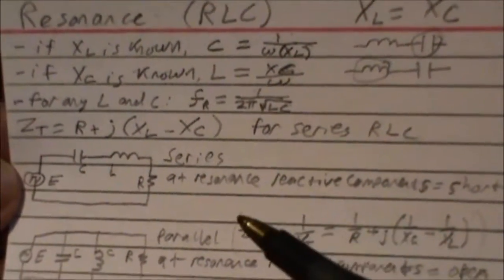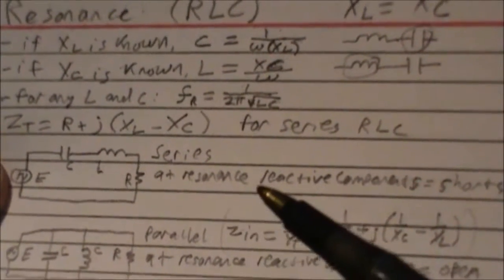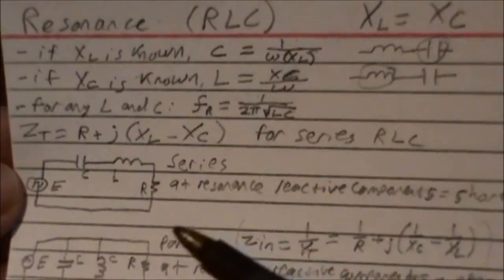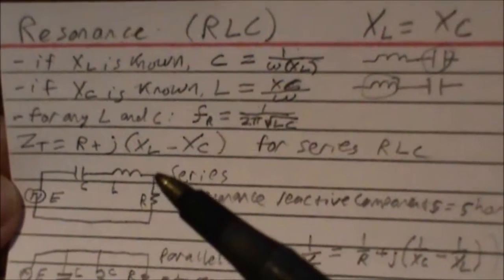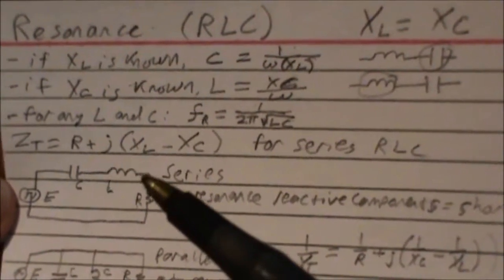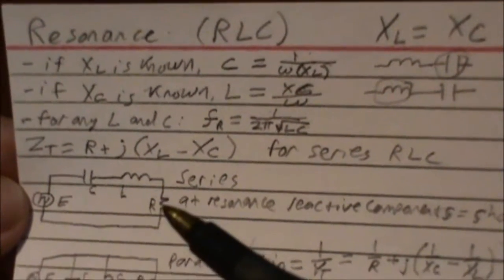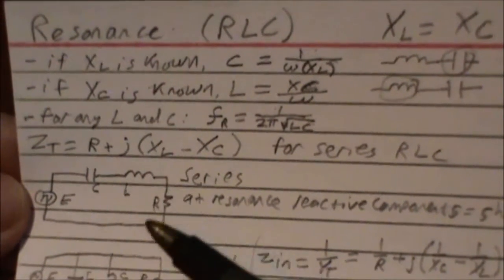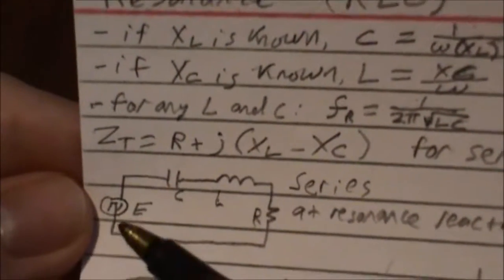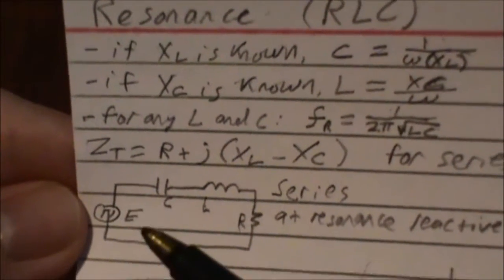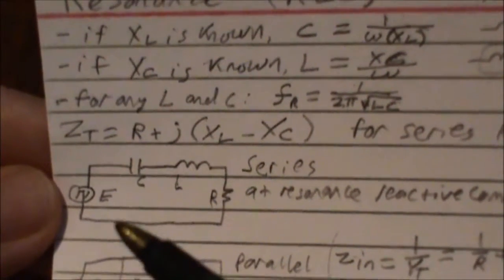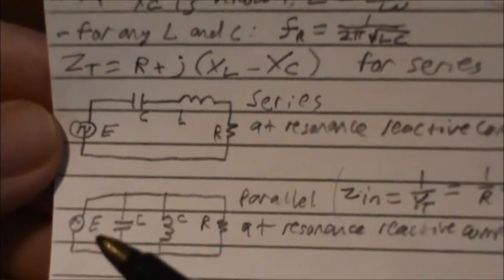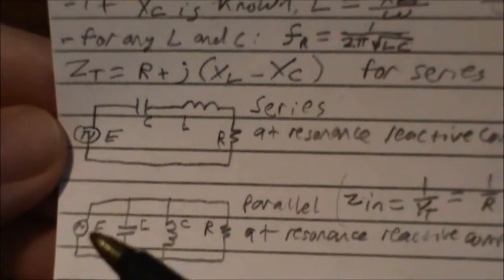So in series, at resonance, the reactive components equal just shorts. At resonance, the inductor acts as just a plain old piece of wire, as does the capacitor. The total impedance is simply R, and that's our little sinusoidal AC waveform indicating an AC voltage source. E is the voltage source. And it should be an I for a current source because it's in parallel.